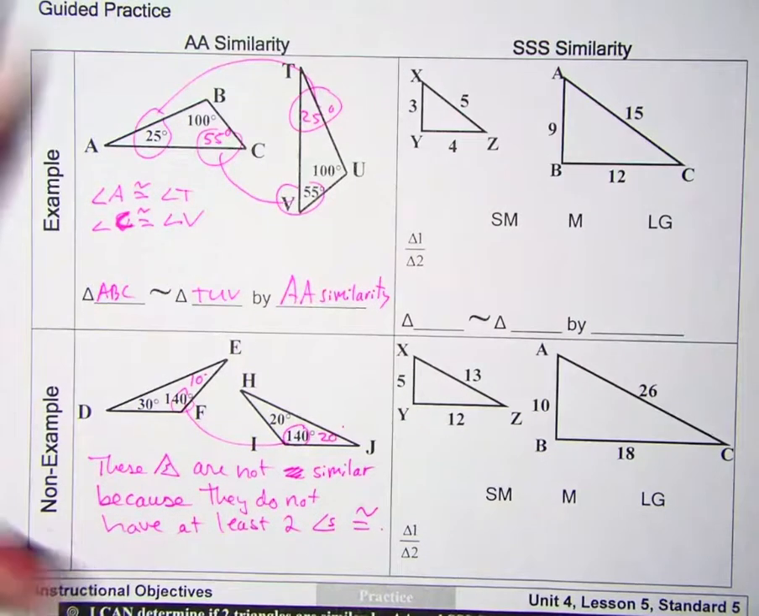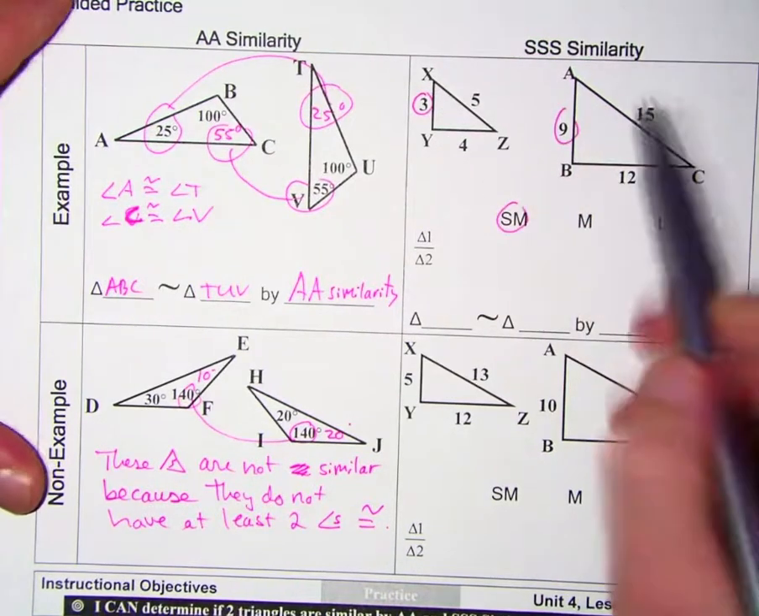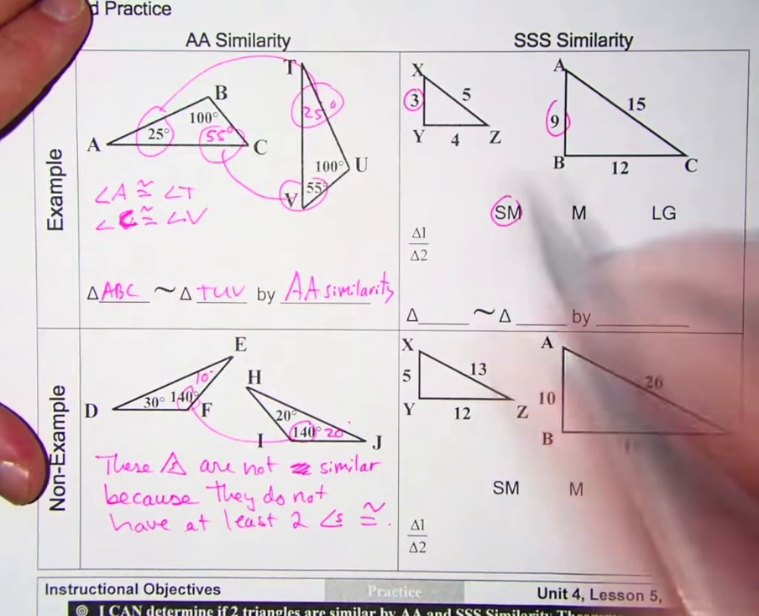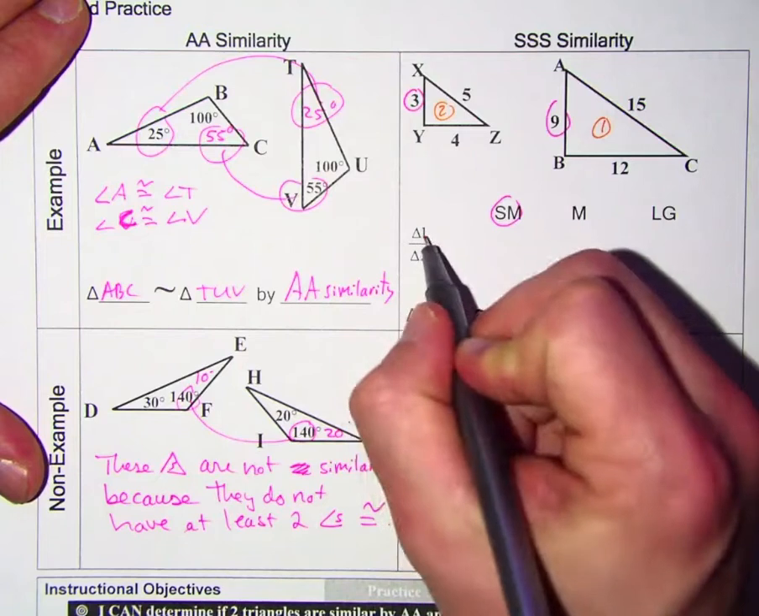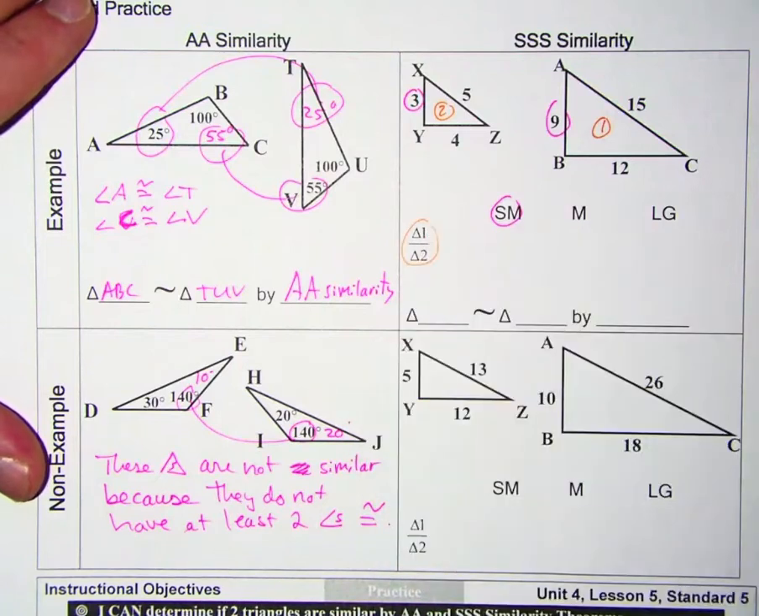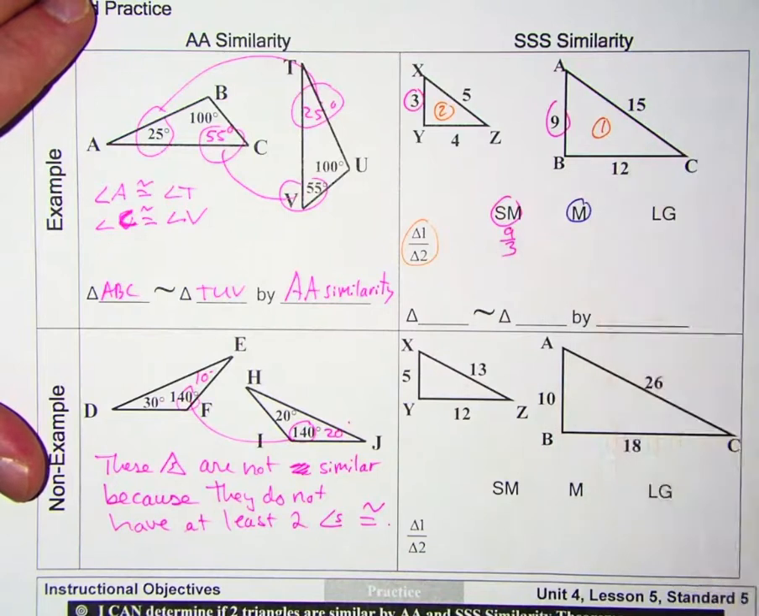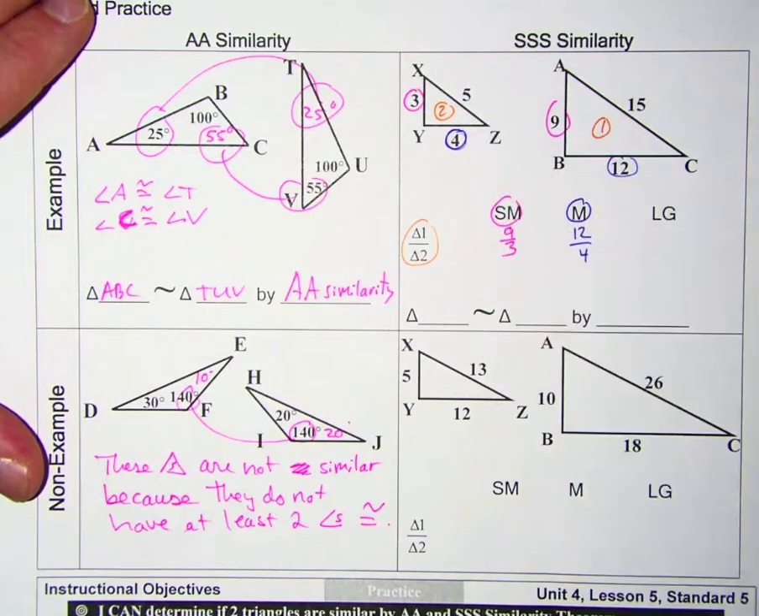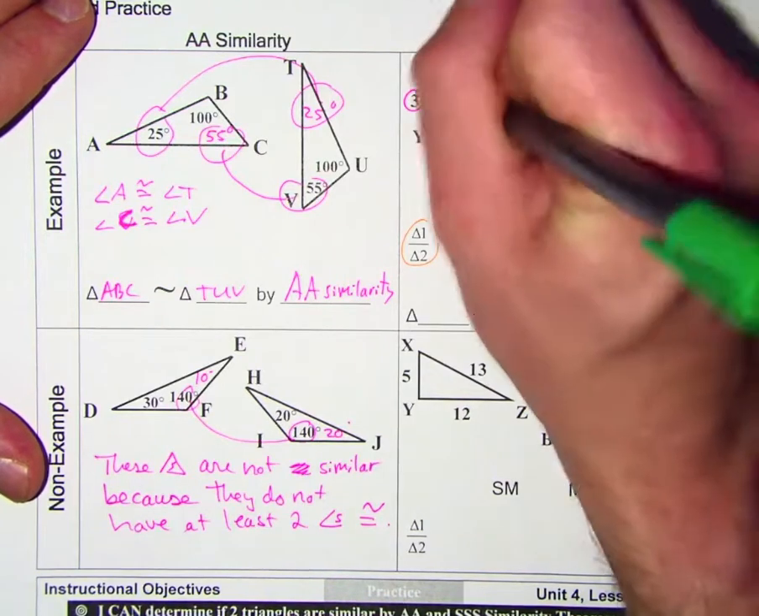Now, let's come up here and look at SSS similarity. Again, you go small, medium, or large, trying to figure this out. So the smallest side right here, these are oriented the same way. If I rotate or flip one, it can be more confusing, so be careful. Let me call the bigger one triangle 1 to triangle 2. It won't matter. I'm going to say 9 to 3. My medium is going to be the 4 and the 12, so I'm going to say 12 to 4, keeping the order, triangle 1 to triangle 2. And last, for my large, I'll say 15 to 5.